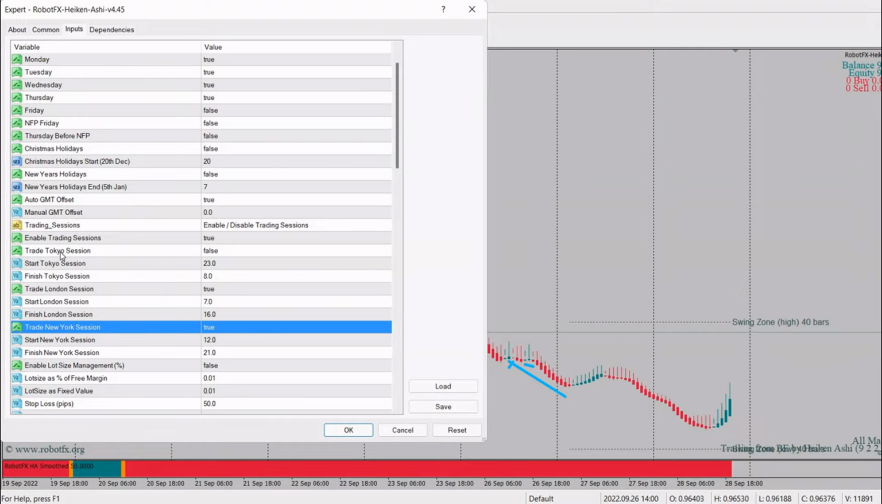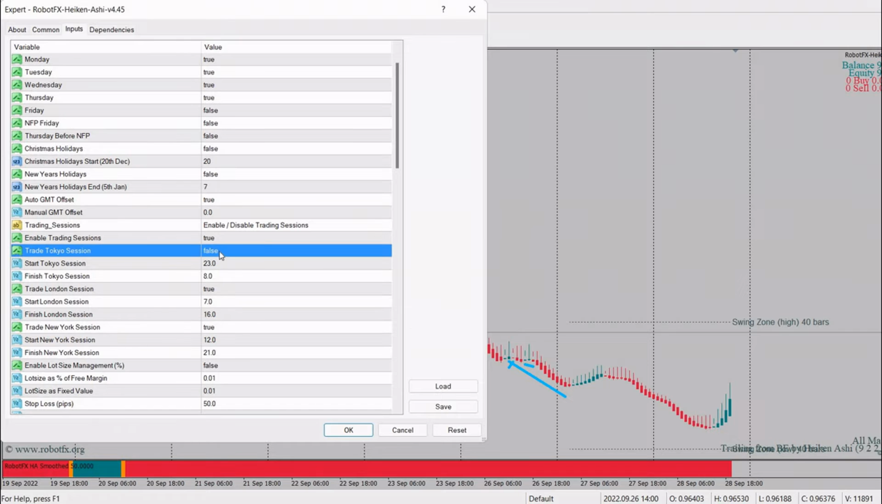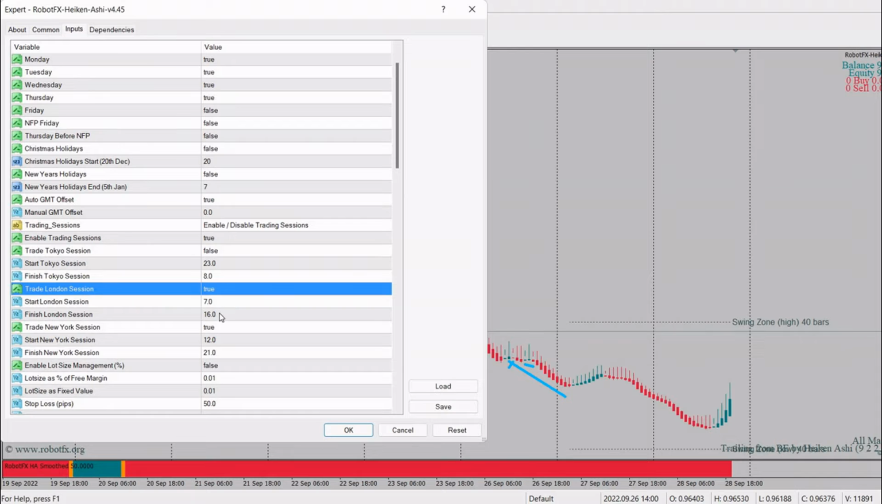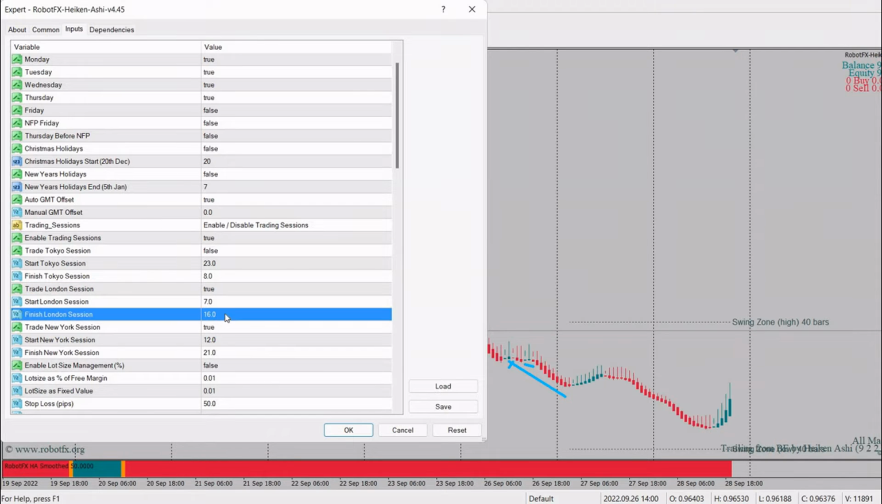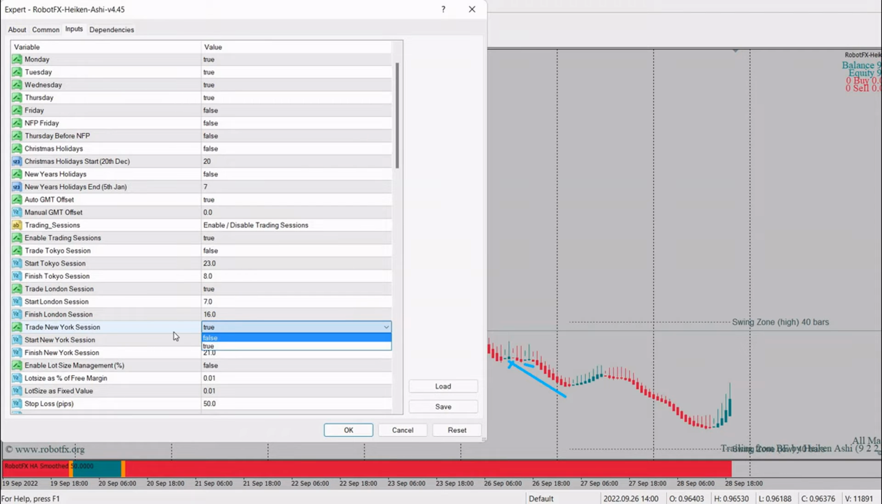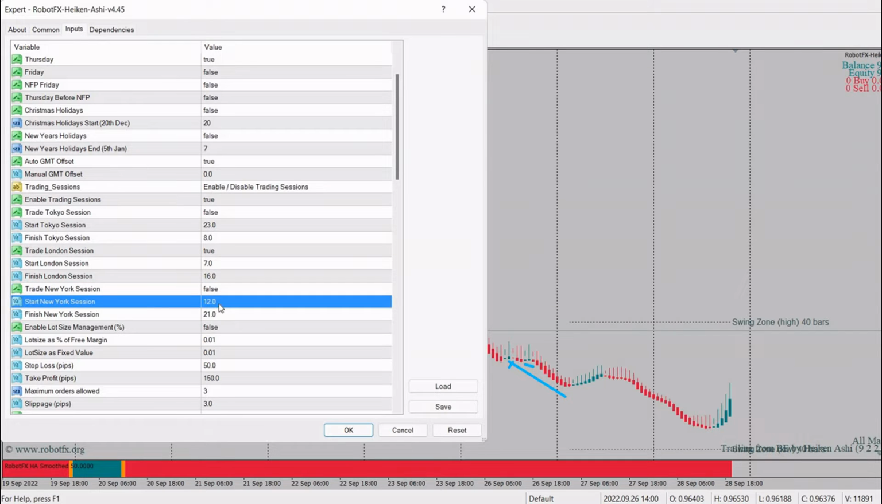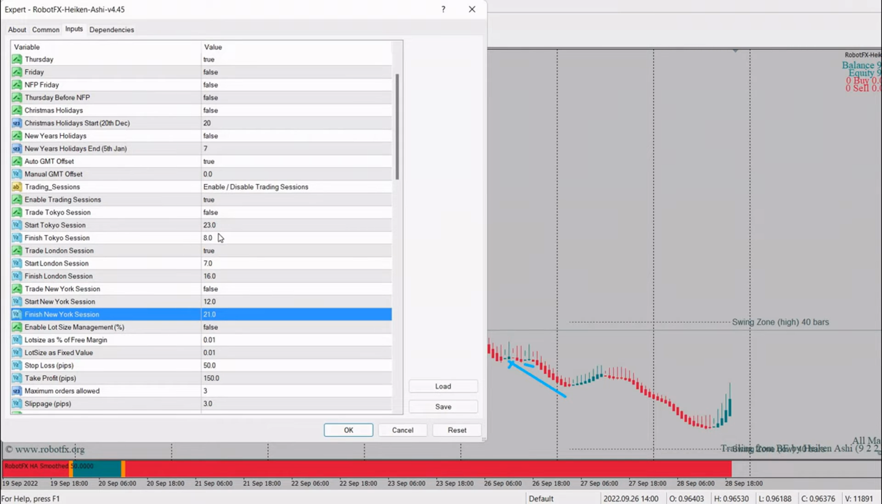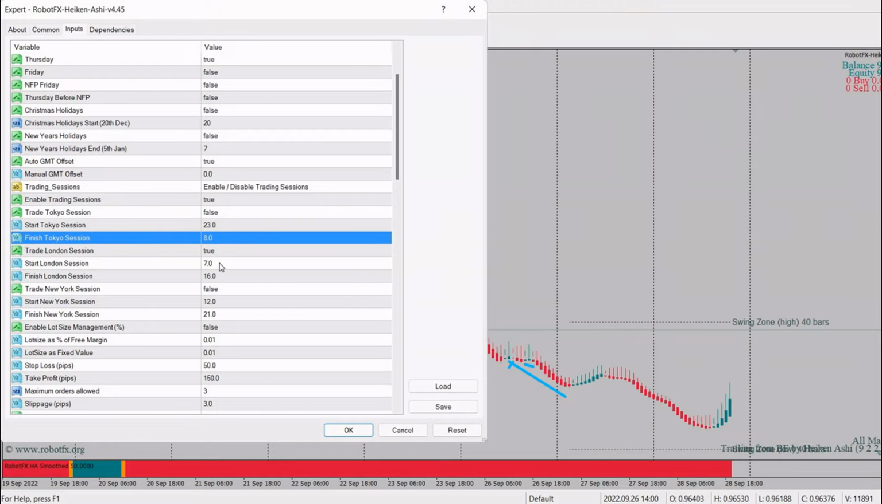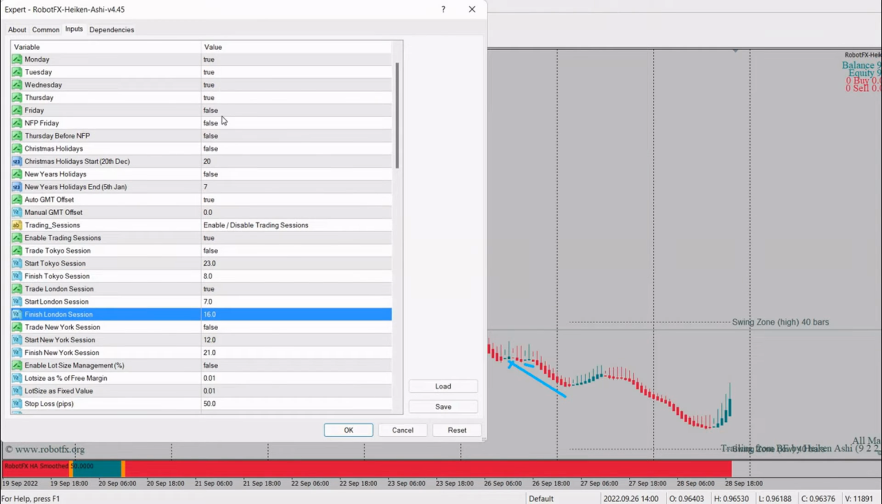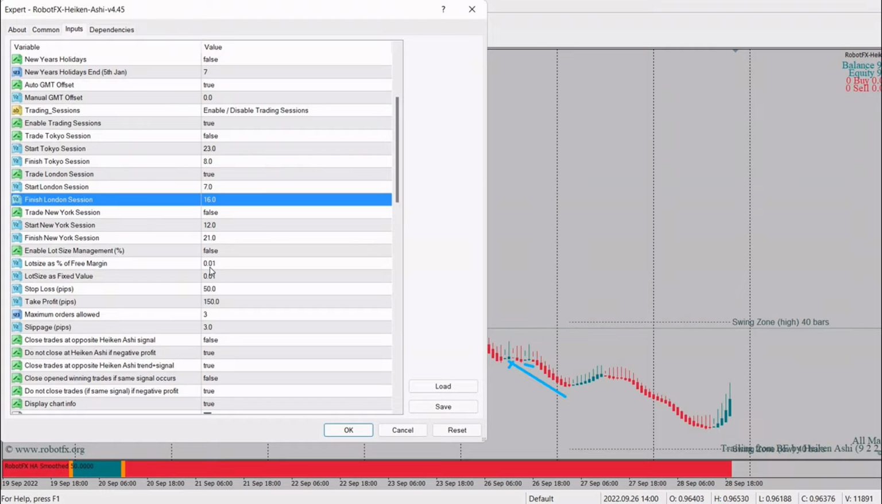So if you don't want to trade Japanese session, set it to false as it is right here. If you want to trade London session, set it to true and enter the start and the finish of the London session. If you don't want to trade on New York session, set it to false. And again, the SpotAdvisor will not trade between these times. It will only trade between these times and in these days that I have enabled right here. And this is about the day and the time filter.